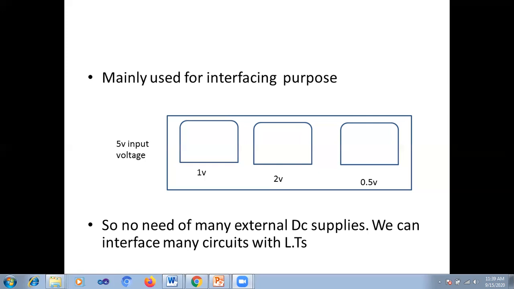So what we are doing is giving some kind of a fixed input voltage. If we are considering this one as an IC, we are giving one fixed input voltage of 5 volts. Now, to make this 5 volt work for these different kinds of circuits, it is necessary that this 5 volt should be converted into 1 volt for this particular circuit. This same 5 volt should be converted into 2 volt and 5 volt for this circuit, and so on.